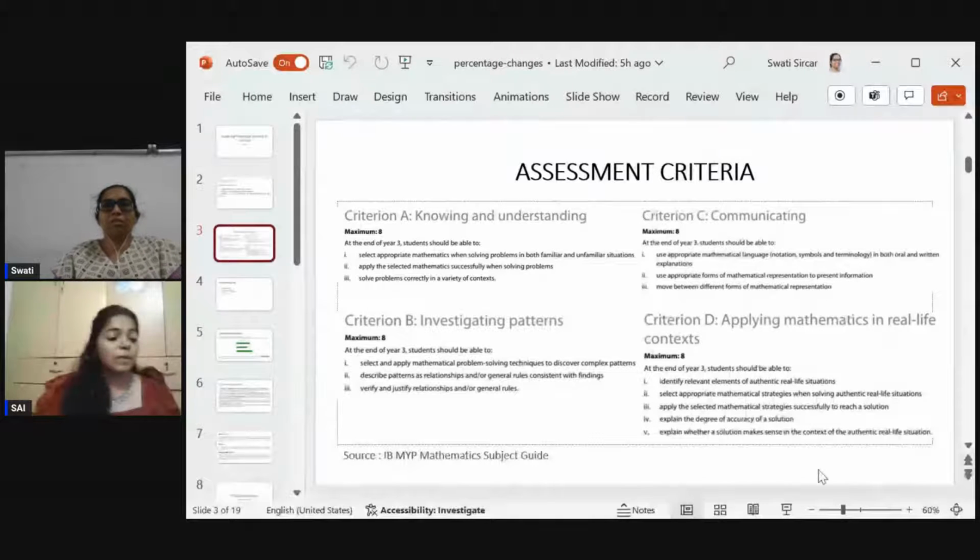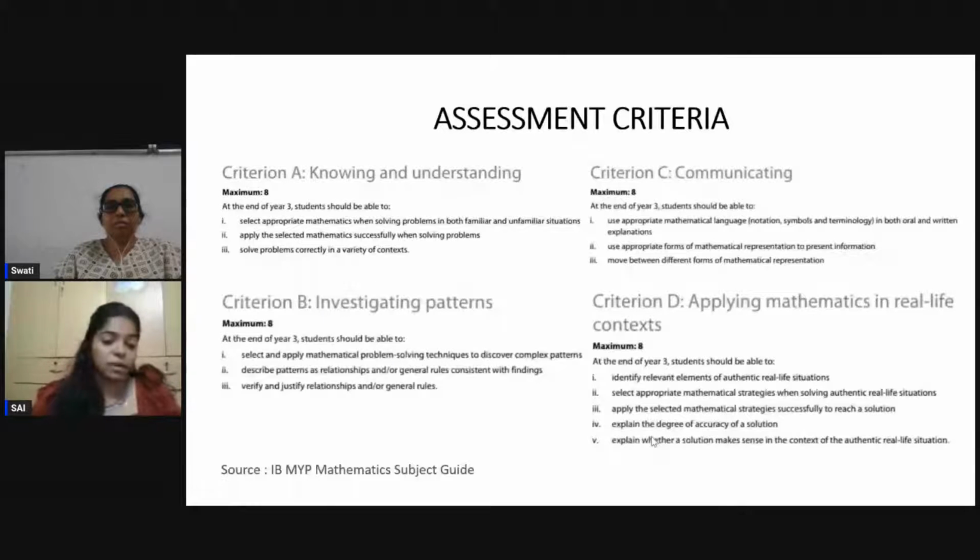So, like I mentioned about the three learning objectives, the reason why we have them is for students to develop the four strands or criteria that we have as assessment criteria for mathematics in particular: to know and understand, to investigate the patterns involved while they study percentages, to communicate their understanding, be it oral, visual, or written, and finally, to apply the mathematics they've learned in real life contexts in different situations.